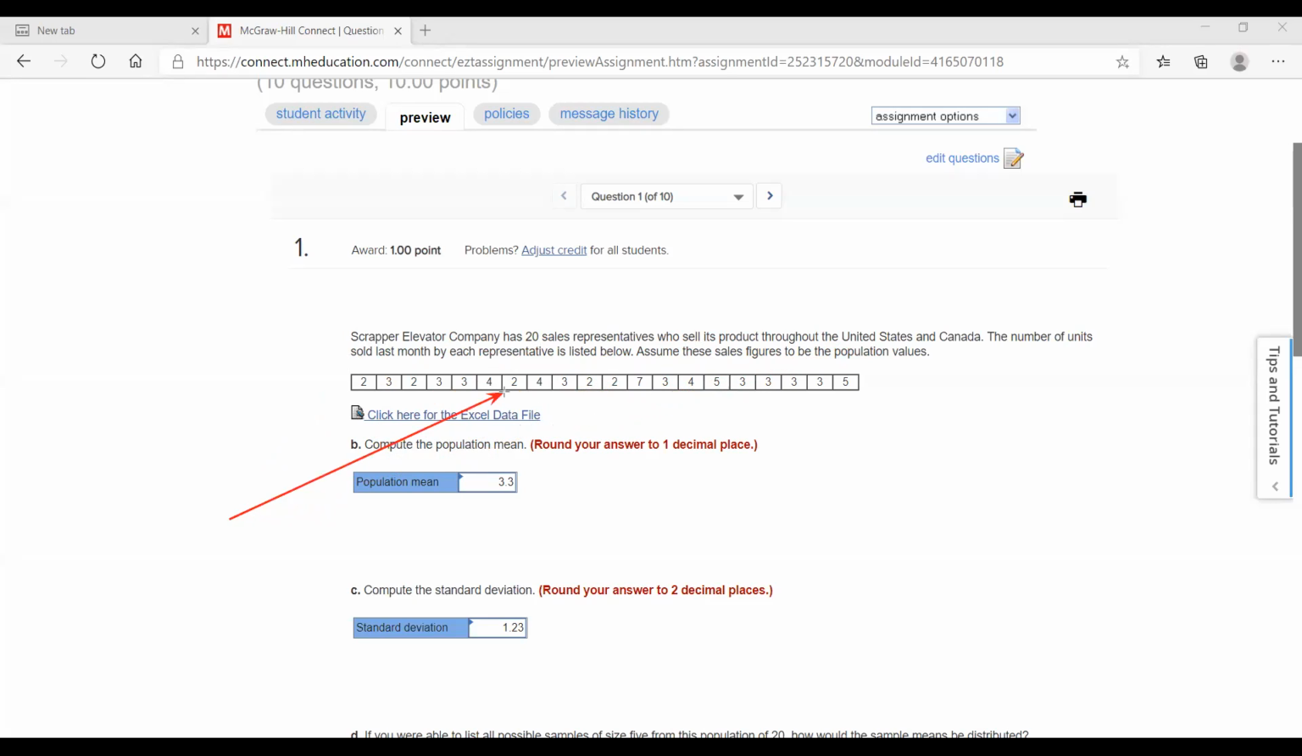So I'm going to show you the Excel file in a minute, but some of this is review. They want you to calculate the population mean and also the population standard deviation, which I'm going to call sigma. So again, let me get to my spreadsheet. I'll show you what I just did on that.